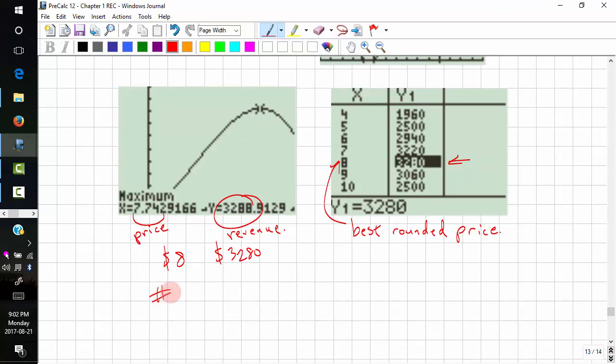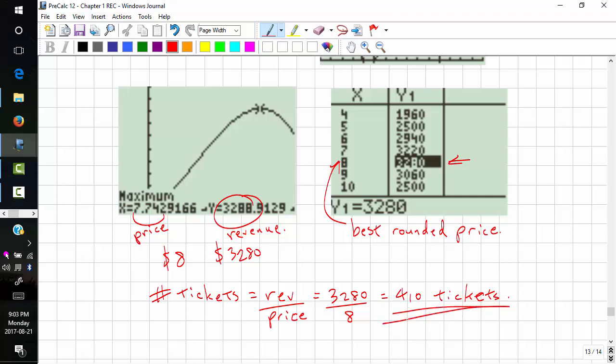So number of tickets equals revenue over price. That's 32.80 over 8. And that gives us 410 tickets. Okay, so make sure you answer the question. How many tickets sold?